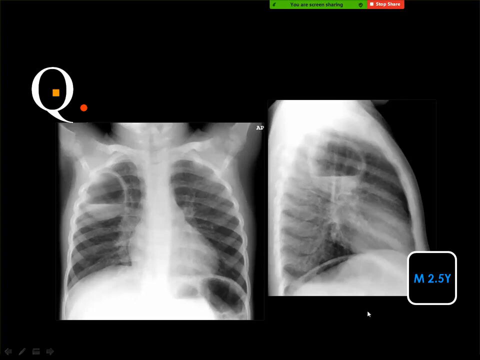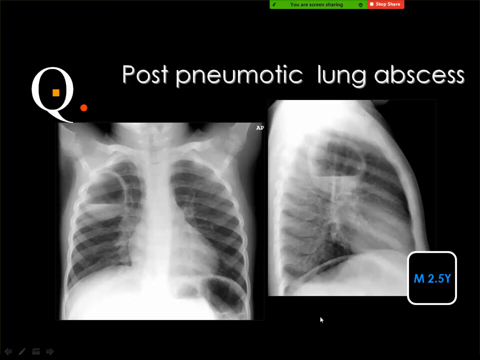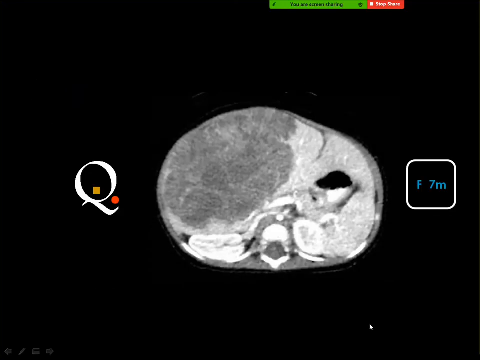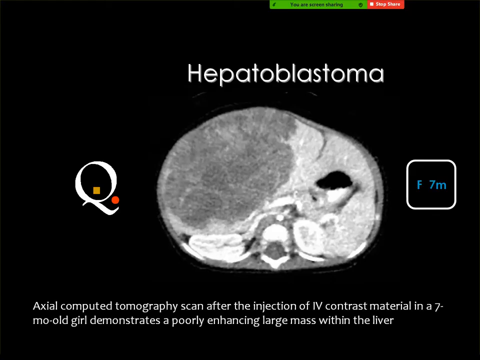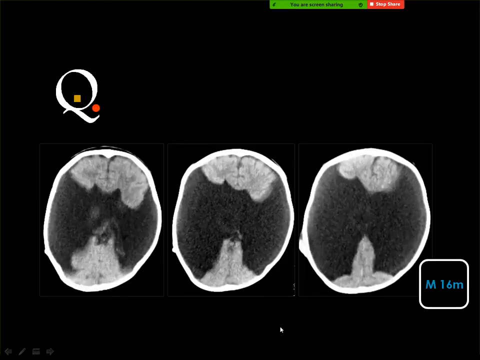Lung abscess, right upper lobe. Yes, and this is lung abscess and horizontal air fluid level. Hepatoblastoma. Yes, hepatoblastoma, which is the most common hepatic mass in the pediatric age group, and you see a big tumor which also may contain calcium.